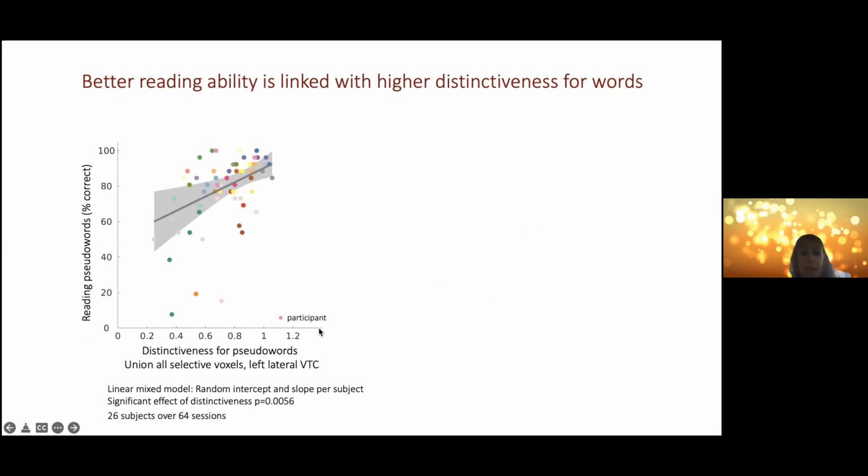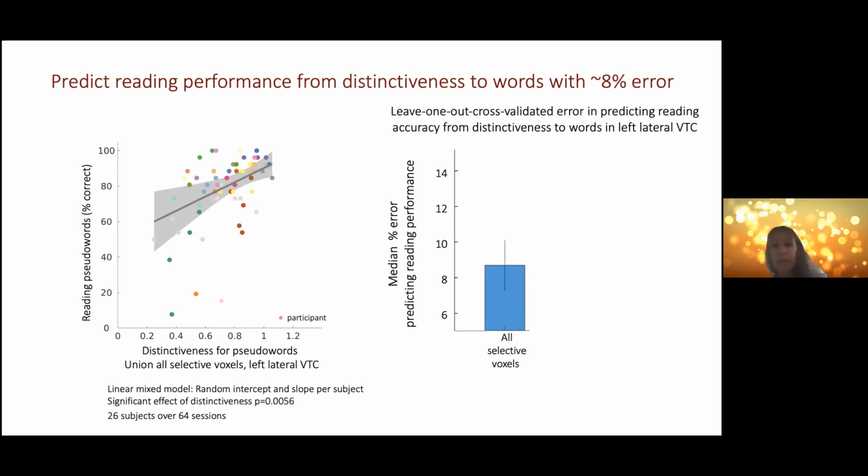Again, the x-axis is distinctiveness for words. The y-axis is reading performance. And you can see that there is this positive relationship where higher distinctiveness is coupled with better recognition performance. From this relationship, we extract the model parameters, or the slope, and then we take the distinctiveness of the left-out subject and predict how well they can read. And our prediction error is pretty good. So we can predict the reading performance with up to an 8% error.